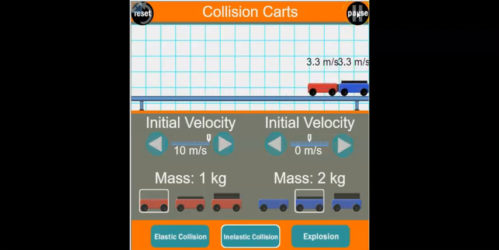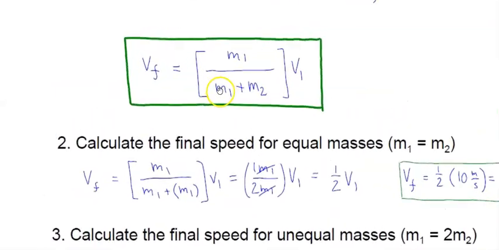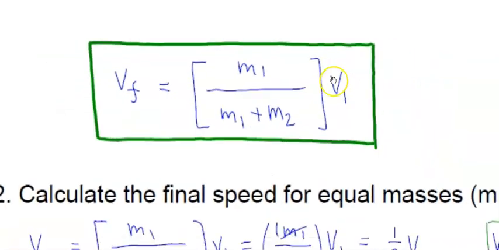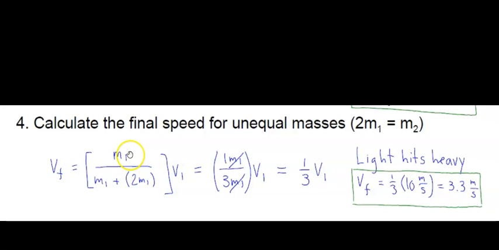And there you have it. The two cars lock together and move away at 3.3 meters per second each. So we take the original expression VF equals M1 over M1 plus M2 as a fraction of V1, and we put this ratio in: 2M1 equals M2. M1 divided by M1 plus 2M1. We add this together, we get 1M1 over 3M1, canceling M1, you get 1/3 V1.